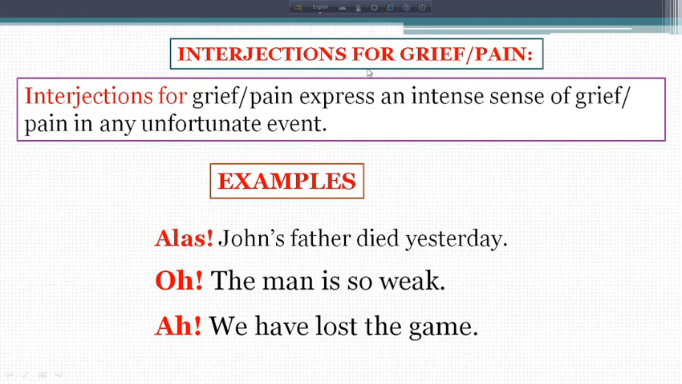Interjections for grief or pain. Interjections for grief or pain express an intense sense of grief or pain in any unfortunate event. Examples: Alas, John's father died yesterday. This shows sadness. Oh, the man is so weak. This shows surprise, grief, or pain. Ah, we have lost the game. These sentences show pain and grief.